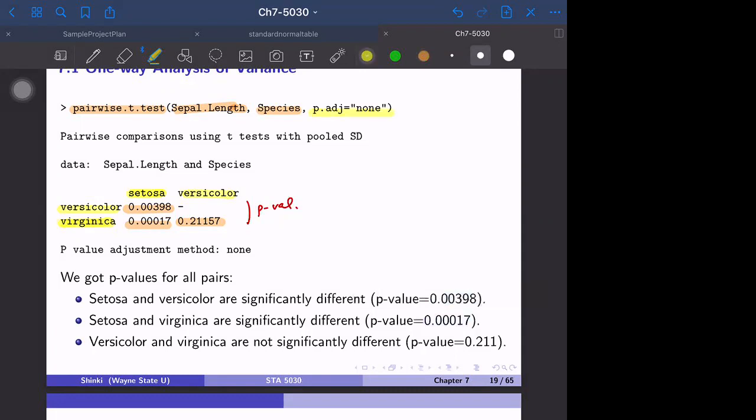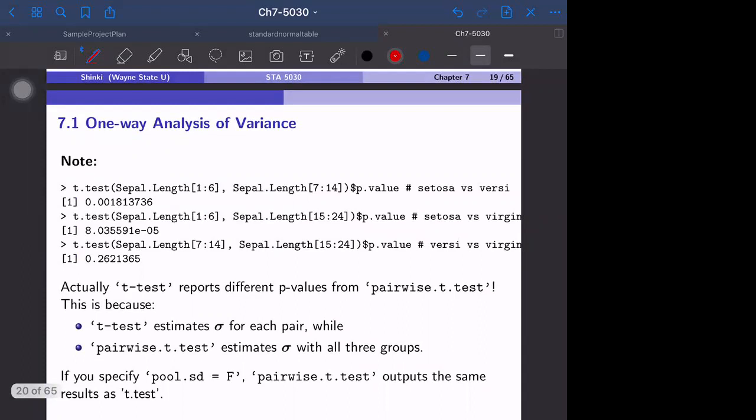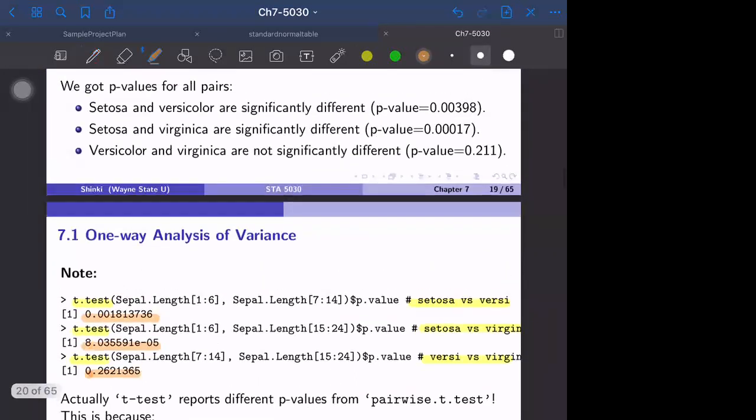But we studied the t-test before in chapter 5. If we put in just 2 vectors, you can compare the 2 groups. In that way, we can also test the pairwise difference: Setosa versus Versicolor, Setosa versus Virginica, and Versicolor versus Virginica. The p-values are obtained here. These are actually similar, but slightly different. Take the first one, for example, Setosa versus Versicolor.